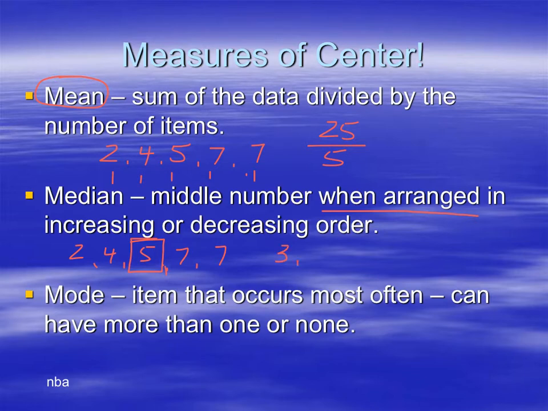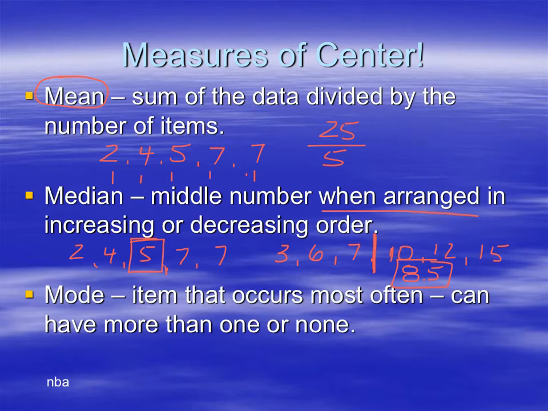If numbers are in increasing order, and there's not an exact middle, so in this case there are 6 numbers, the exact middle would be right here between the 7 and the 10. I would average those two. And in this case, the median would be 8.5. The median would be the average of the two numbers in the middle.